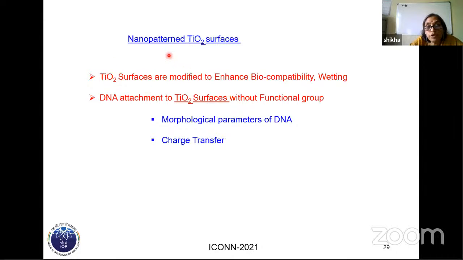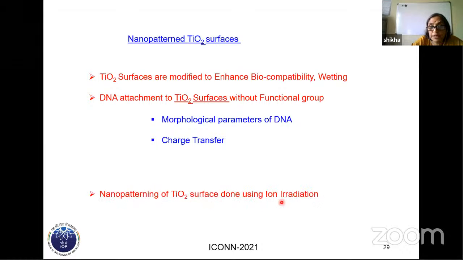So now we have put DNA on the TiO2, like the first studies I showed you on TiO2 surfaces. We took this DNA and put it on TiO2 surfaces. These TiO2 surfaces are modified to enhance biocompatibility and better wetting because they have vacancies on the top. And we have studied the morphological parameters of DNA, the size of DNA, as well as some charge transfer.